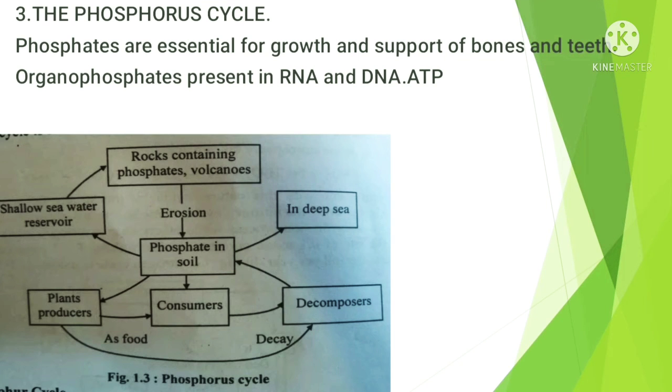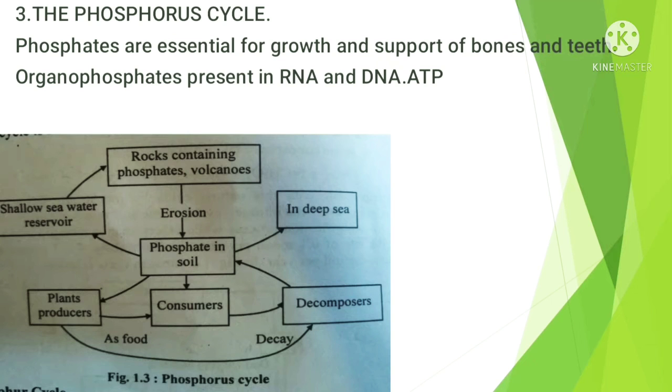Next cycle we are going to see is the phosphorus cycle. The third cycle is the phosphorus cycle. We know very well phosphates are very essential for the growth and support of bones and teeth. Phosphates also have a very important role. Organophosphates are essential for cell division and production of nuclear RNA and DNA. Plants and animals also get their nutrition by chemically utilizing adenosine triphosphate, that is ATP.